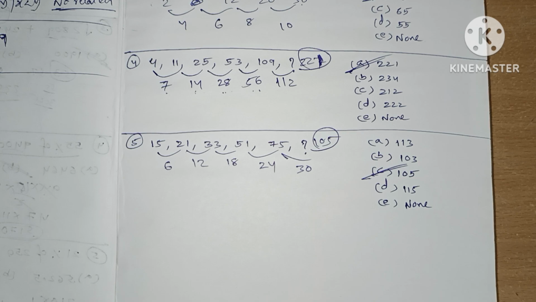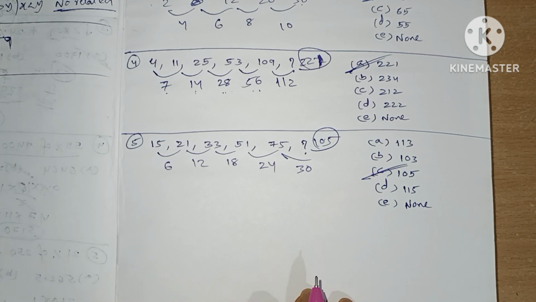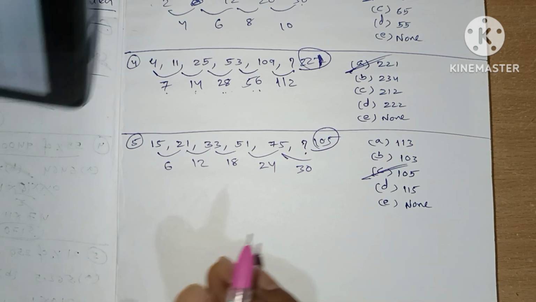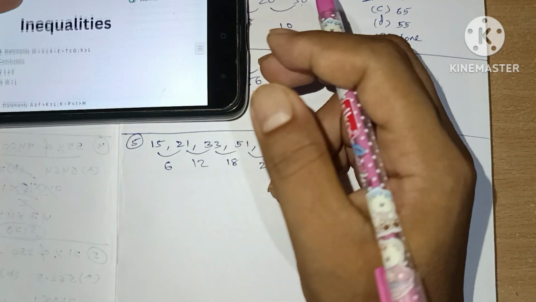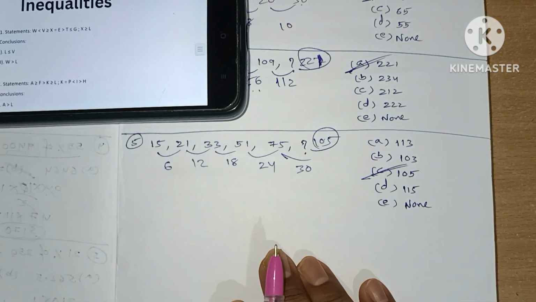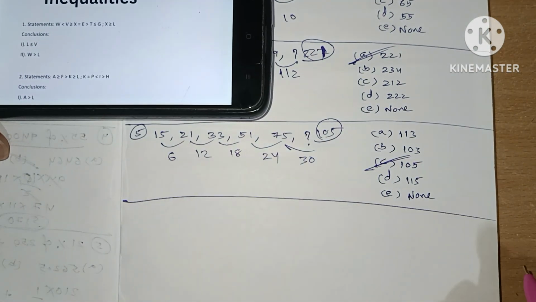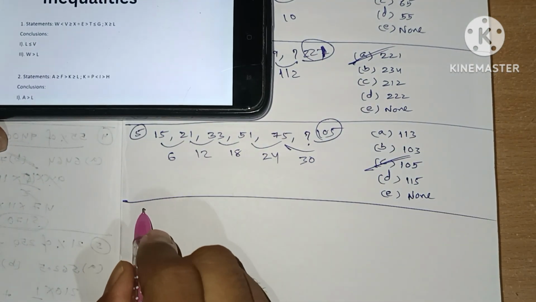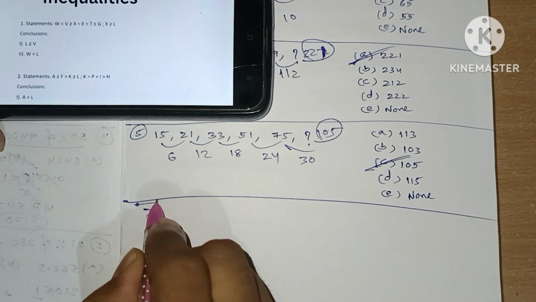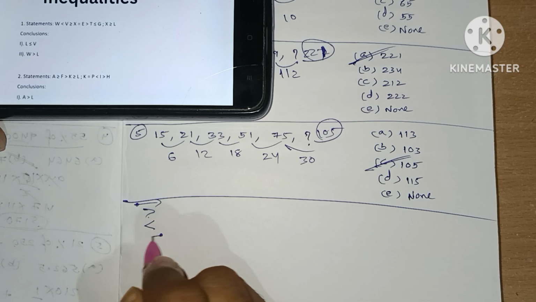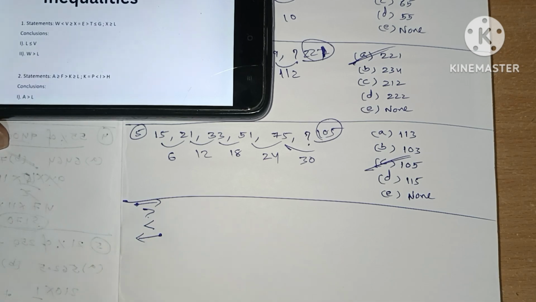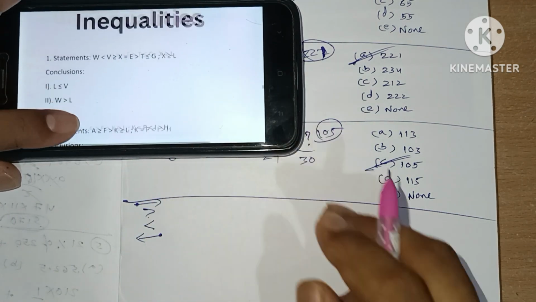Now we are going to see inequalities. Here is the inequalities. The concept we use for inequalities is the flow method. If we see a symbol like this, it means the flow from this side to this side. If we see a symbol like this, it means that the flow from this side to this side. Let's see through the questions directly.